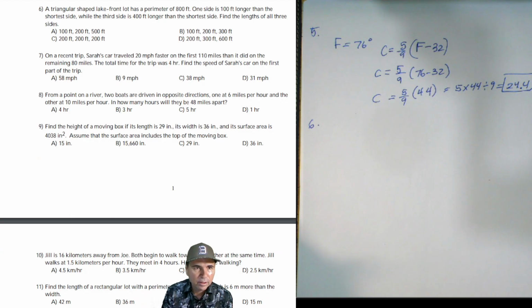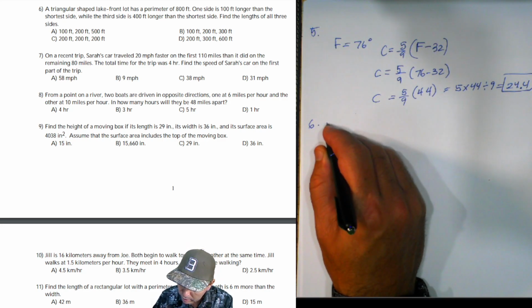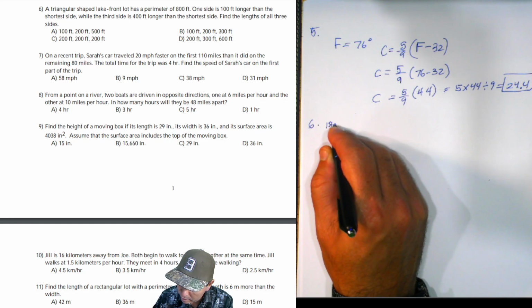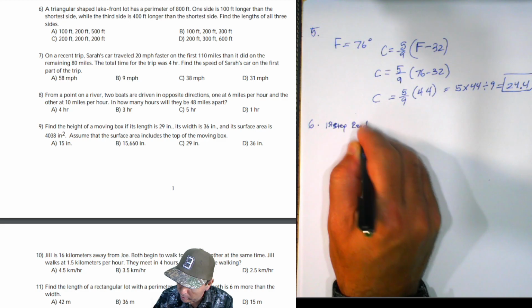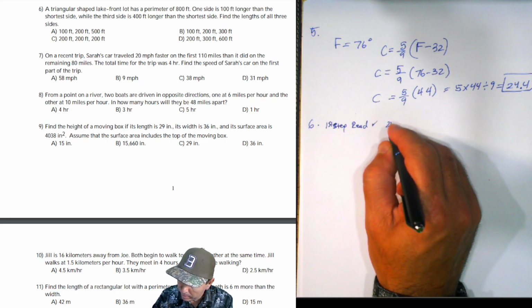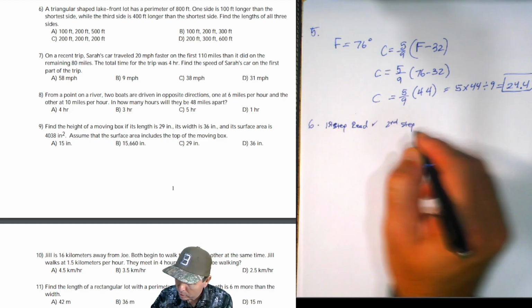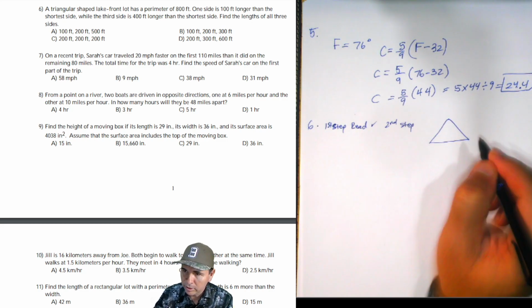All right. Number 6 says, a triangular-shaped lake front lot has a perimeter of 800 feet. One side is 100 feet longer than the short side, while the third side is 400 feet longer than the shortest side. Okay, so first step, read the problem, which we did, check mark. Second step, I'm gonna draw a picture, right? Picture's worth 1,000 words.